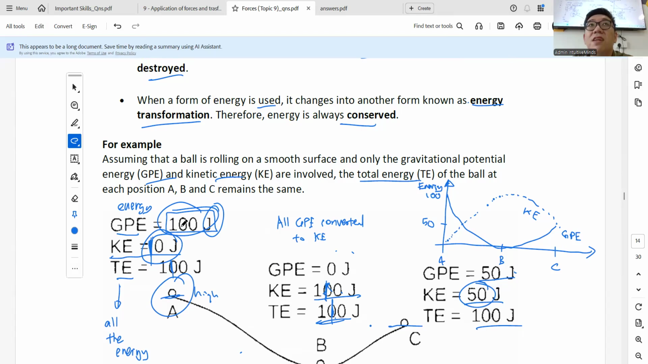100 drop to 0. You see here? 100 drop to 0. Then go up to 50. 0 go up to 100, then drop to 50. Can you tell me how your TE graph would look like? TE, total energy. How will it look like on this graph? 100, 100, 100. It'd be a flat line. Yes. That's your TE graph. So they may also ask you this kind of question.